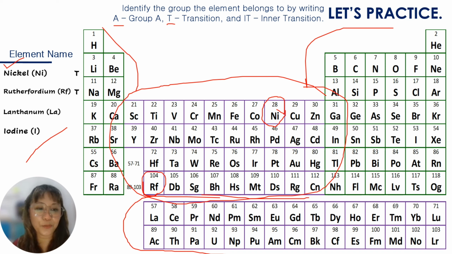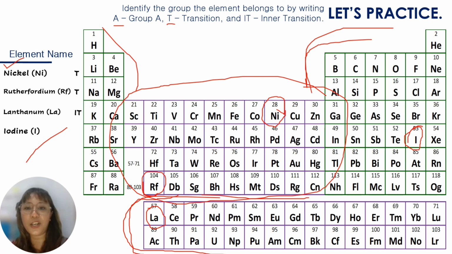Lanthanum. 1, 2, 3, 4, 5. Lanthanum is over here. It is at the bottom, separate, meaning it is an inner transition element, IT. And of course, iodine, 1, 2, 3, 4, 5. The one used in medicine, for wounds. Here it is. So, it is found here, meaning to say it is a group A element.